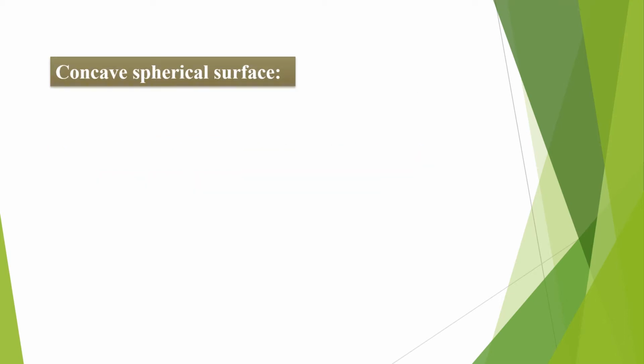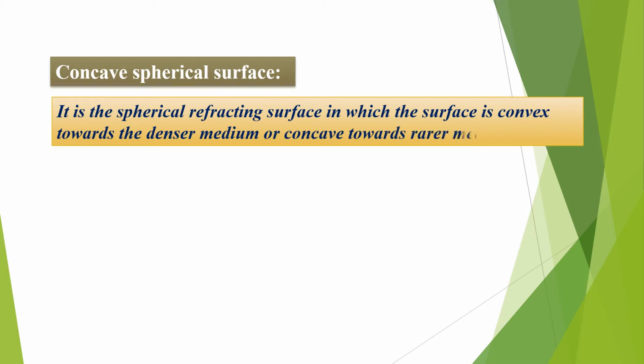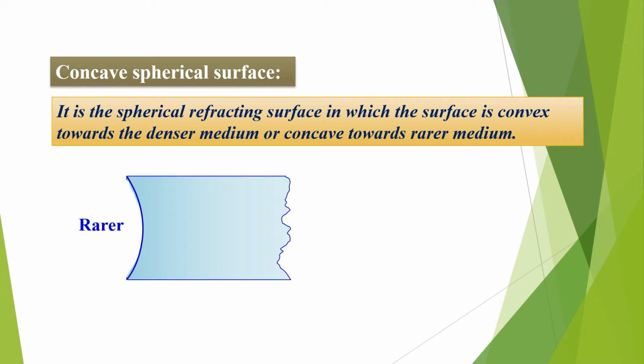Concave spherical surface. It is the spherical refracting surface which is concave towards the denser medium and convex towards the rarer medium. Like this you can take: here the denser medium is concave and the rarer medium is convex. Therefore, the medium is related with the optical medium, and it is related with the concave spherical surface.